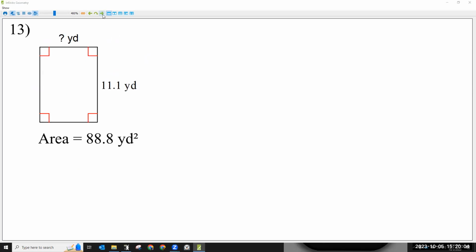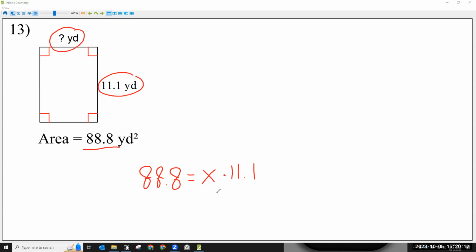For this one right here, remember that 2 bases multiply together to make this. So 88.8 equals, we'll call it x times 11.1. Divide both sides by 11.1. Then I'll get x equals 8 yards.